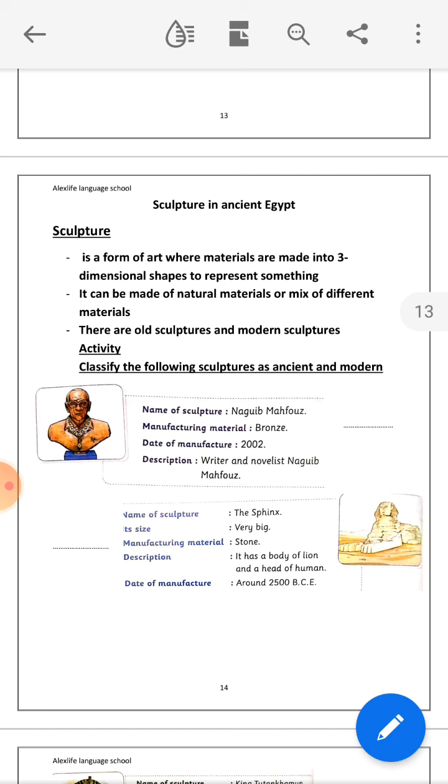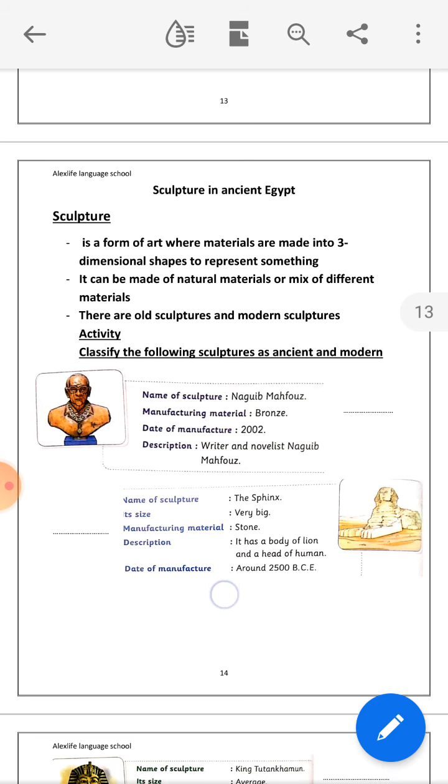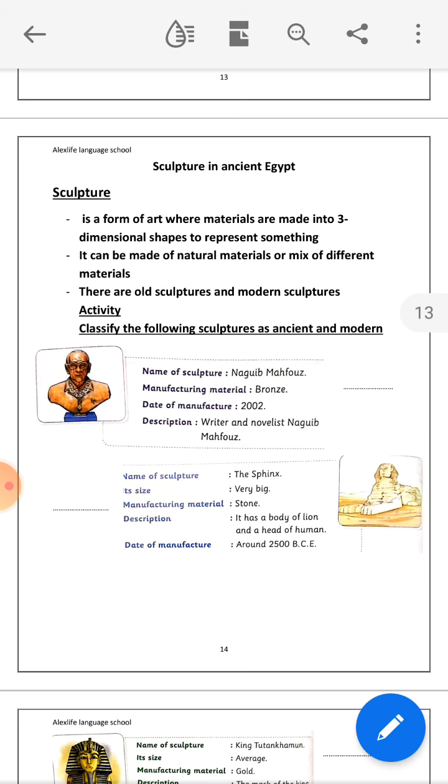The sculpture is a three-dimensional shape to represent something. For example, a human, a famous person like Magdi Yaqub, like Umm Kulthum, or an old sculpture like Abu al-Hol, the Sphinx. It can be made from natural material like rocks or mud, or a mix of different materials like gypsum board, for example. There are old sculptures and modern sculptures.